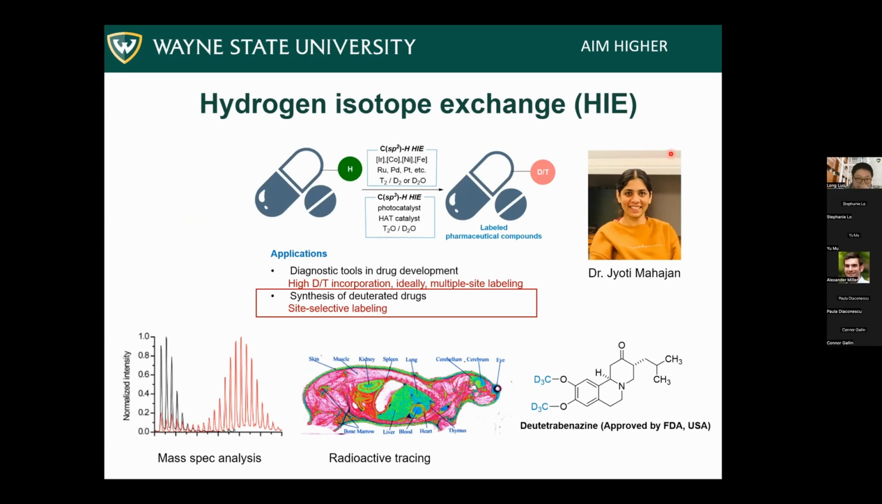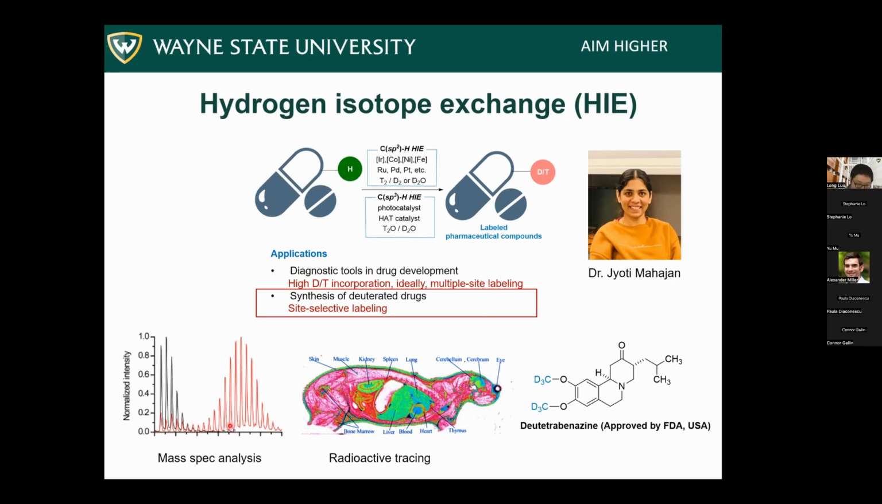For those of you who are not familiar, this reaction is fairly straightforward. You have a drug molecule with a lot of CH bonds and hydrogens, and what we're trying to do is replace the hydrogen with deuterium and tritium. The reason is that these labeled drug molecules are very useful for diagnostics in drug discovery, and also for synthesizing deuterated drug molecules.